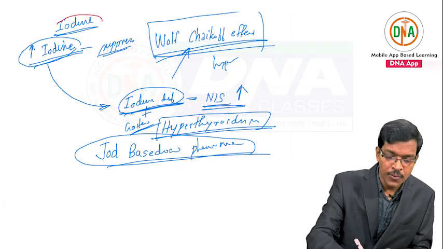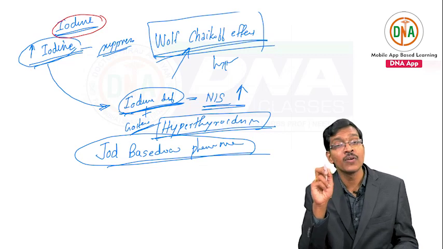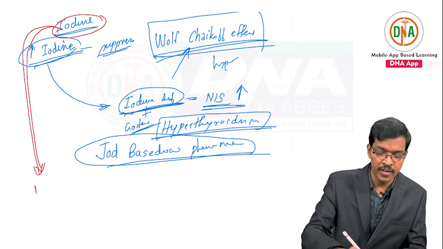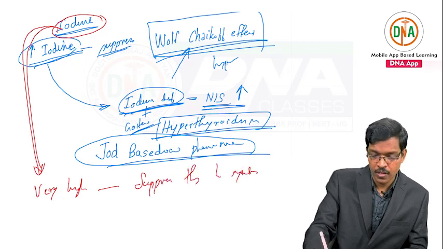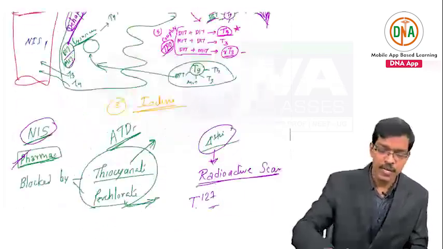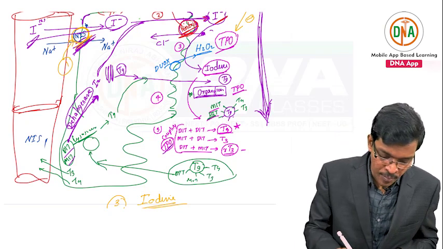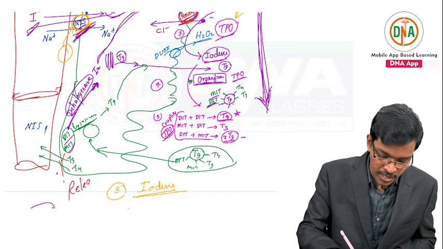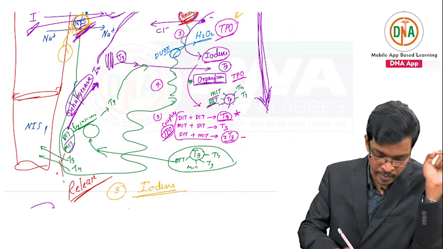I was discussing iodine as an antithyroid drug. If you give a very high dose of iodine, it can suppress thyroid hormone synthesis. I am talking about very high doses. Thyroid hormone synthesis is actually suppressed at multiple levels, but the main step that is blocked is the release of thyroid hormones into the bloodstream. Release will be blocked by iodine.